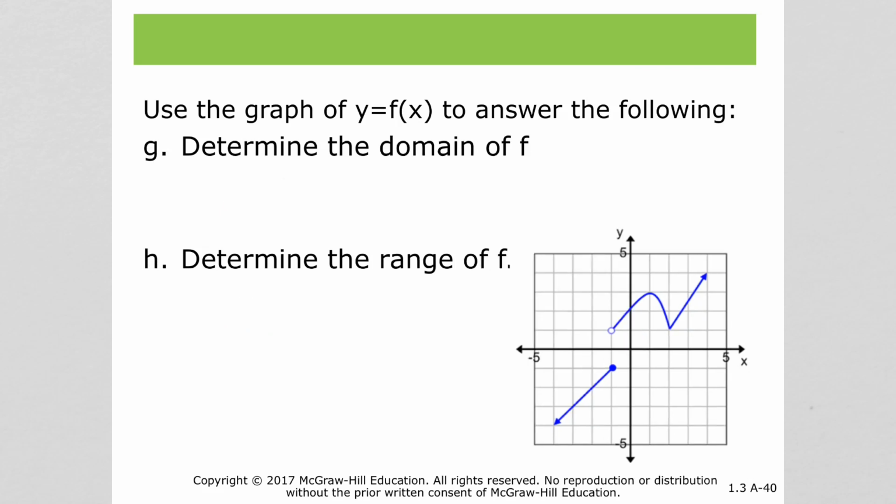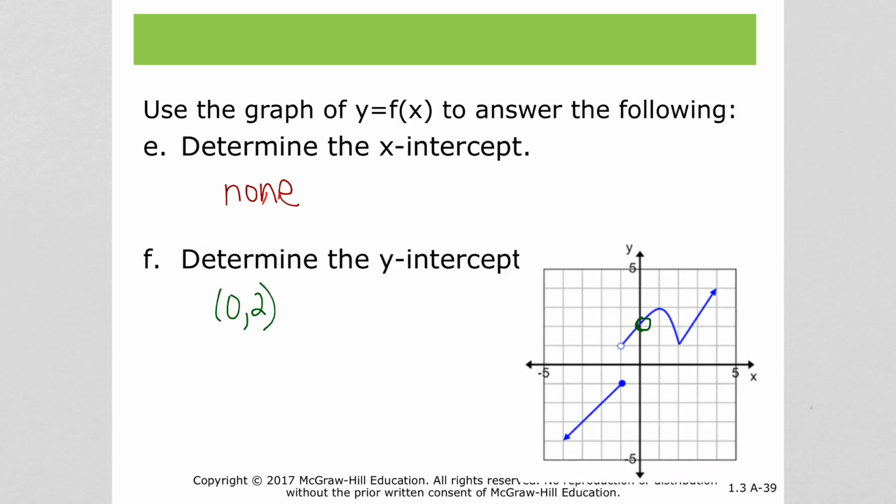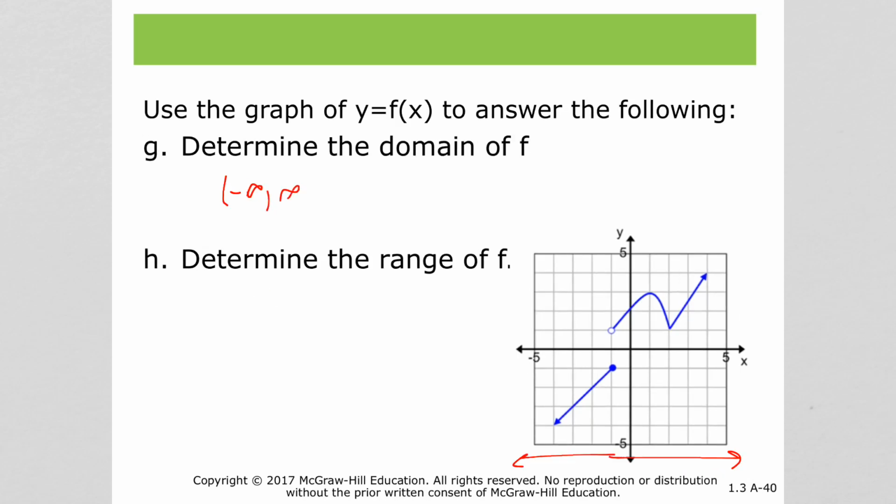And last, determine the domain and range. So for the domain, because of that arrow, we are going to negative infinity, and because of the arrow here, we're going to positive infinity. And there's not a break because of the solid dot here. There's not a break at -1. So the domain is negative infinity to infinity.